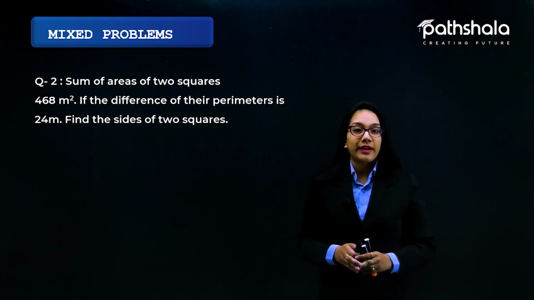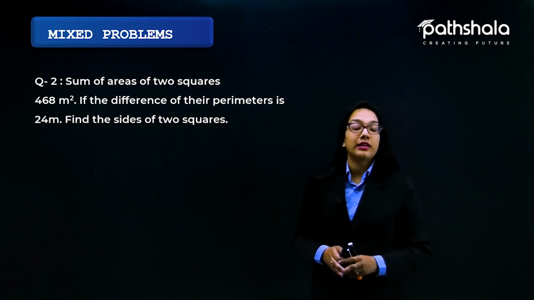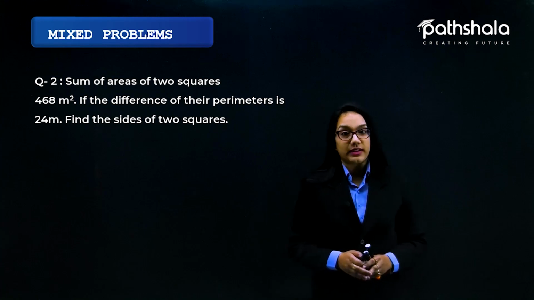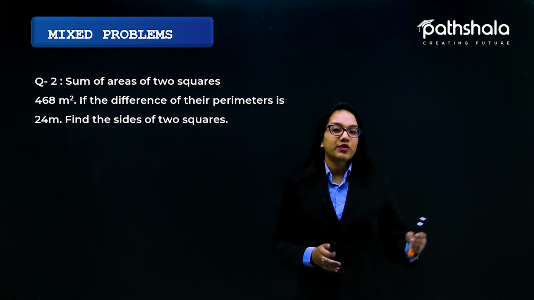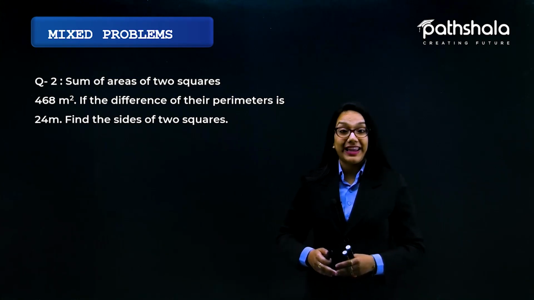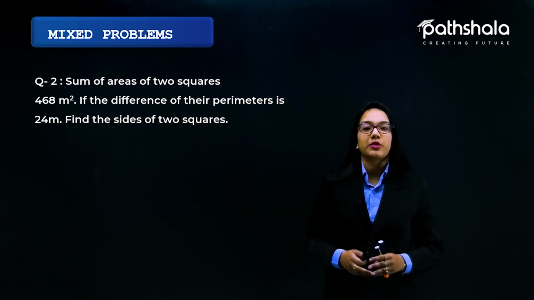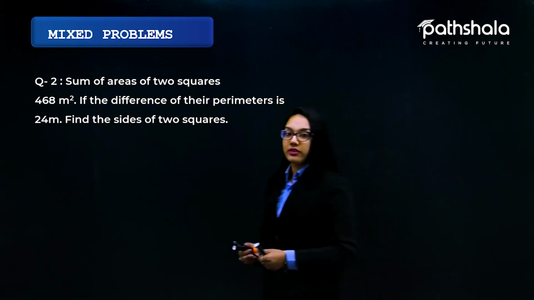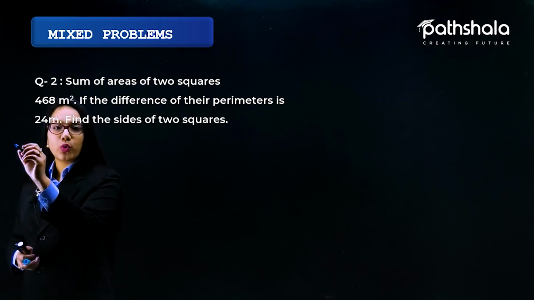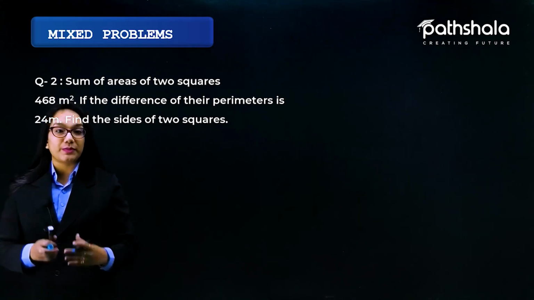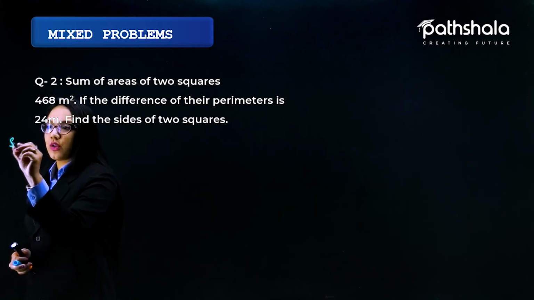So we just wanted to find out the sides of the two squares, and two conditions are given to us: the sum of the areas of the two squares is 468, and the difference of the perimeters is 24 meters. So let's solve this question using these two conditions. First of all, we have to suppose the sides of the two squares to be x and y. So let's start the solution.